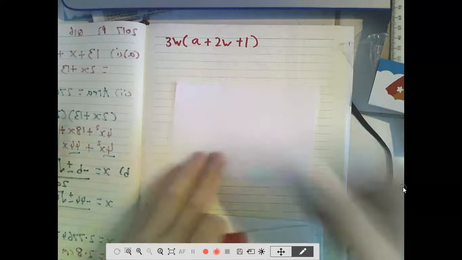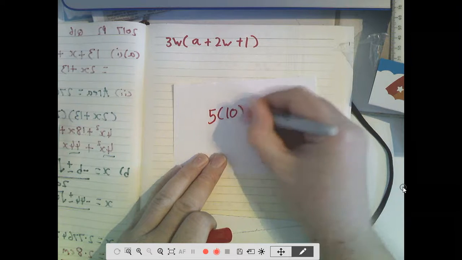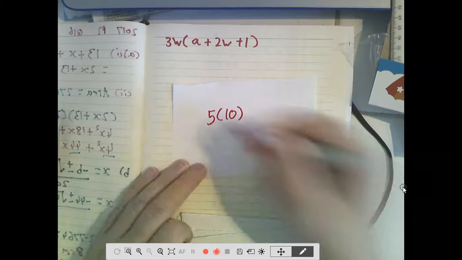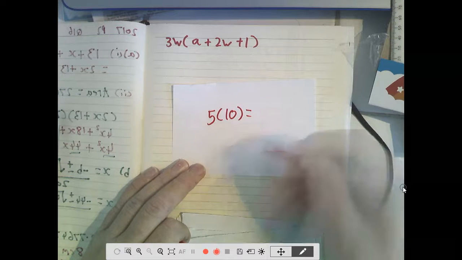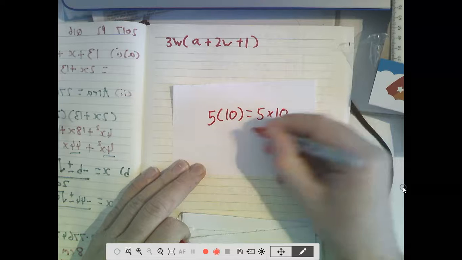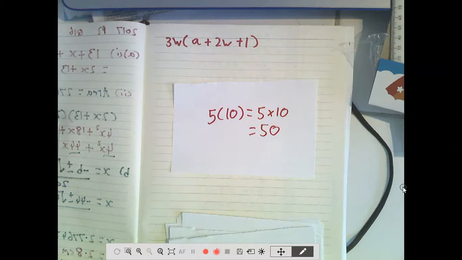First question, what is 5 bracket 10? What is that equal to? Okay, maybe you know, maybe you don't. When you've got a number in front of a bracket, what that tells you to do is to multiply. So this is actually 5 times 10, which is equal to 50. So it's important that you know that bracket notation.